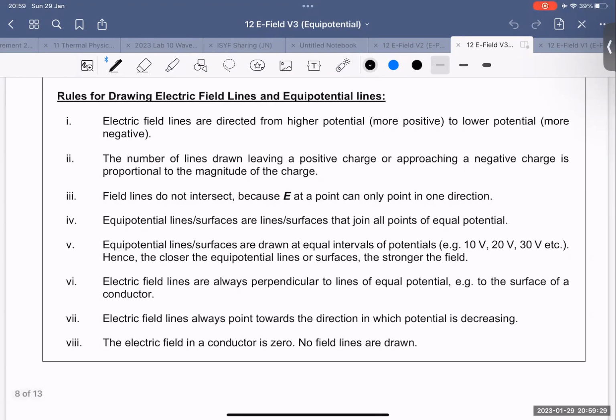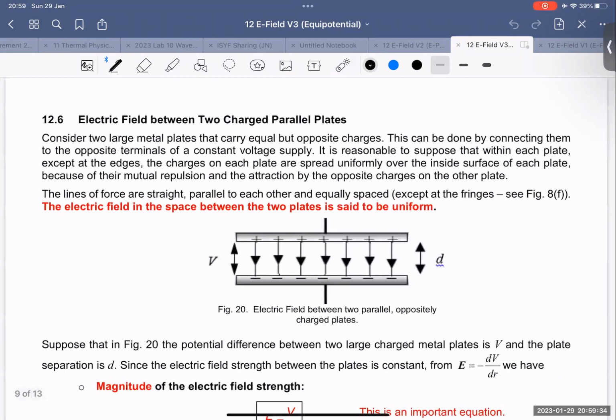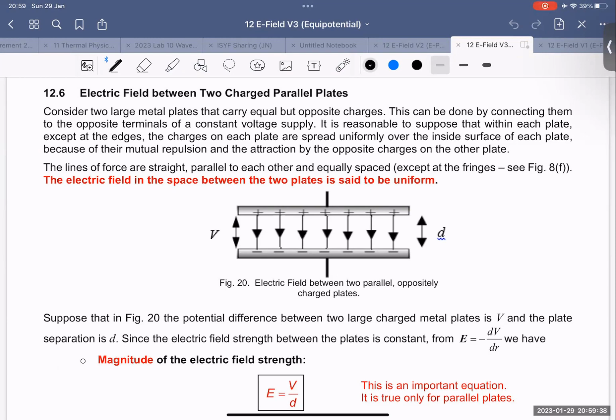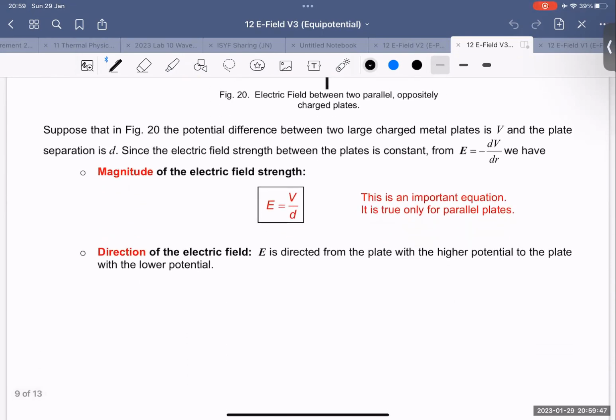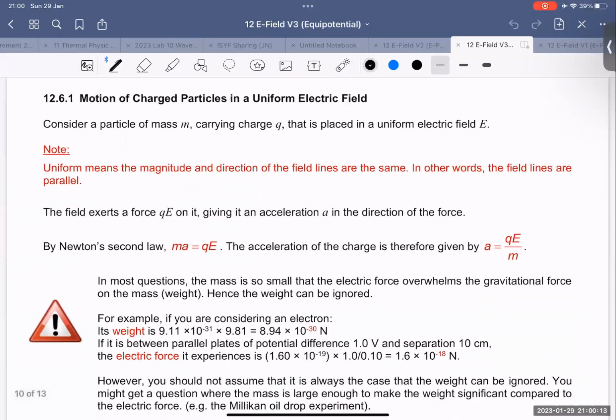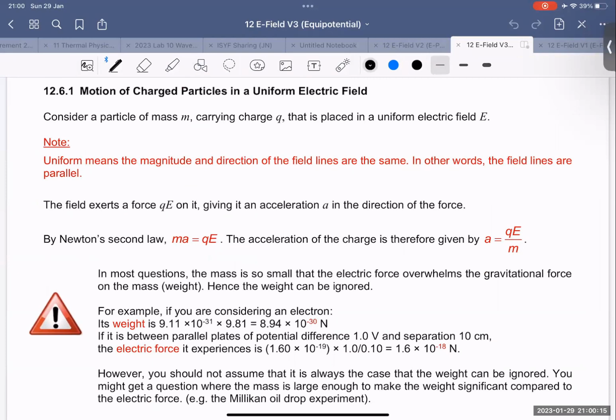Study them carefully. Electric field between two charged parallel plates. The electric field in the space between the two plates is said to be uniform. The magnitude of the electric field strength is V over d. This is an important equation and is only true for parallel plates. The direction of the electric field, E, is directed from the plate with the higher potential to the plate with the lower potential.